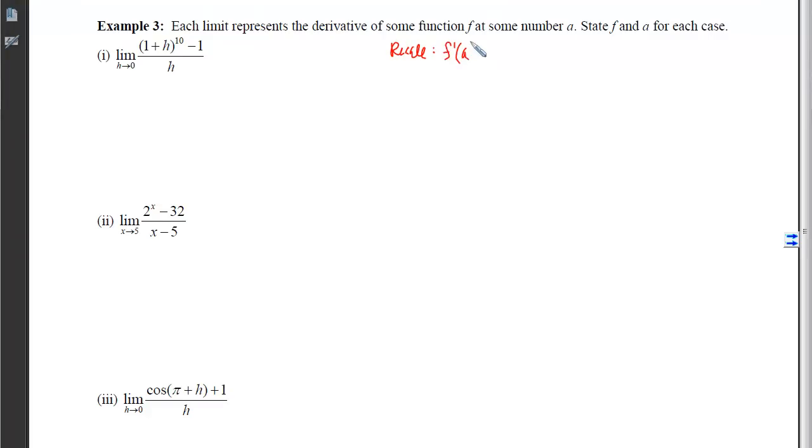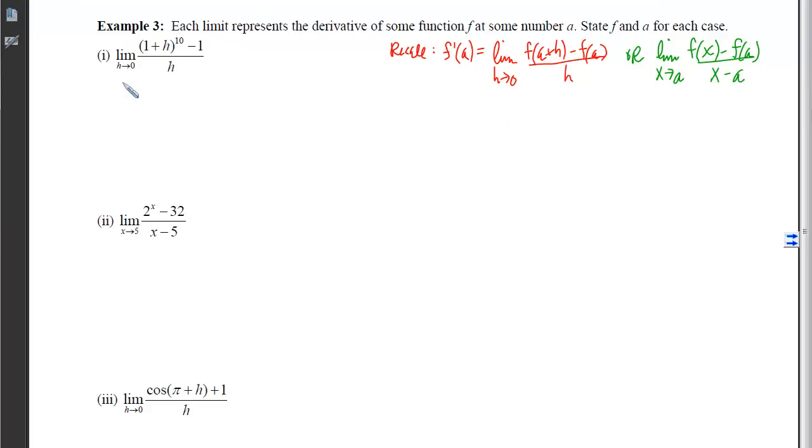We can have f prime of a equals the limit as h approaches 0 of f of a plus h minus f of a over h, or we can have the other version, which is the limit as x approaches a of f of x minus f of a over x minus a. So we were given those limits, and we want to come up with the function and the a. So first thing we're going to do is look at the limit piece of it, because that'll help us figure out which format of the derivative we're actually working with.